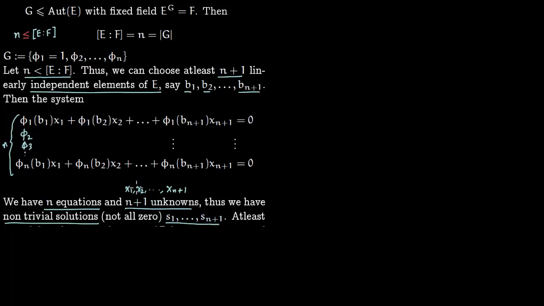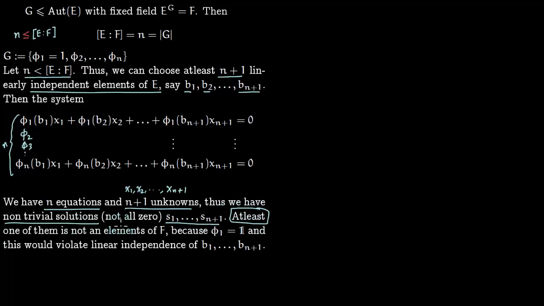You solve for x1, you get s1, solve for x2, you get s2, and so on. Now, an important remark here, and this is very important: at least one of them is not an element of F. All these solutions s1, s2, all the way to s n plus 1 obviously lie in E, and some of them could also lie in F, but there is at least one which does not lie in F. This is because phi1 is just the identity map. If you look through this equation carefully, putting in the solution set, where x1 is solved as s1, this becomes b1 s1 plus b2 s2 all the way to b n plus 1 s n plus 1 equals 0.